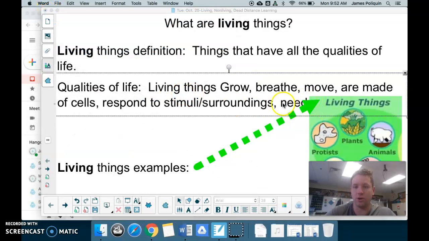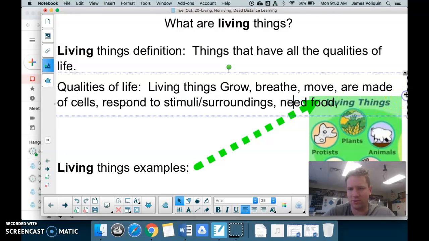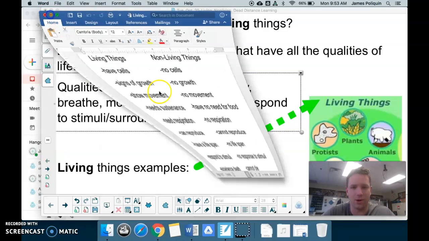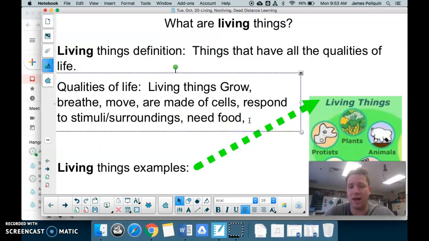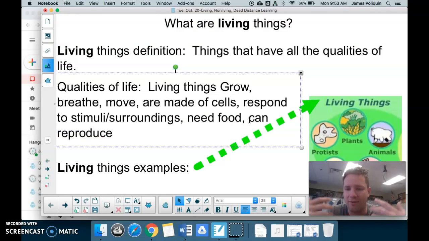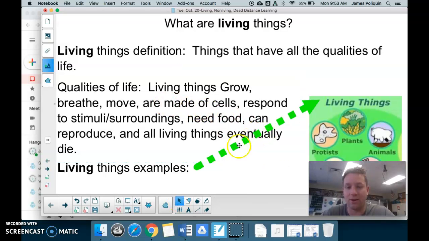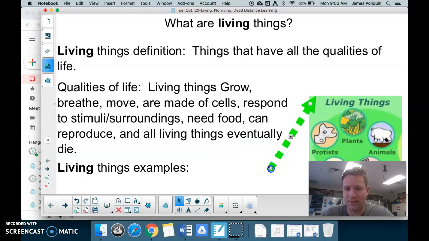And what else did I miss? Oh, a big one. Two of them actually. A big thing that living things can do, they can reproduce. They can have offspring. Humans mate to have babies. Some organisms can reproduce by themselves. Some organisms need a partner. But the idea is that living things can have young of their own. And then lastly, all living things eventually die. It's just the way of life. There's no one out there that is immortal. All living things eventually die.